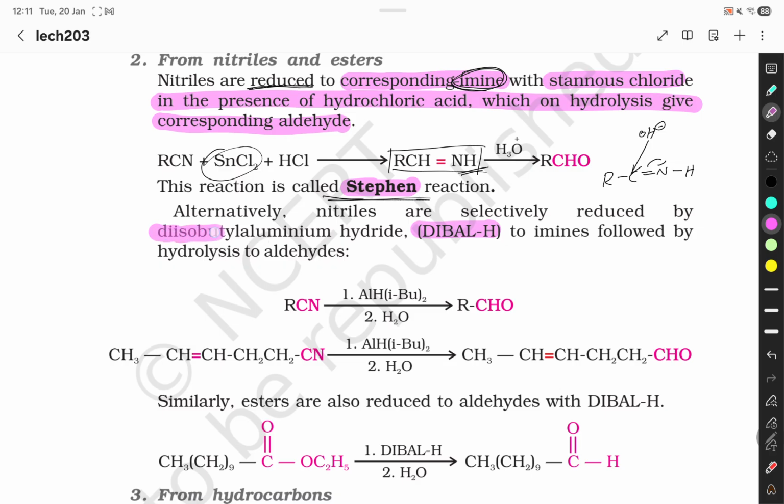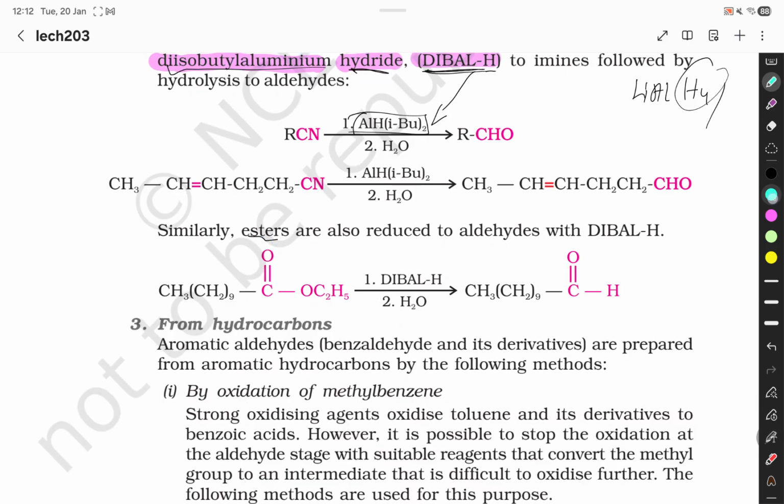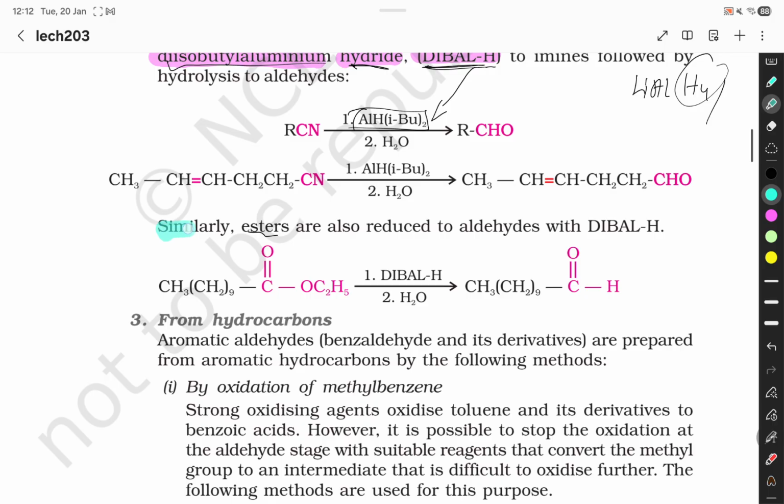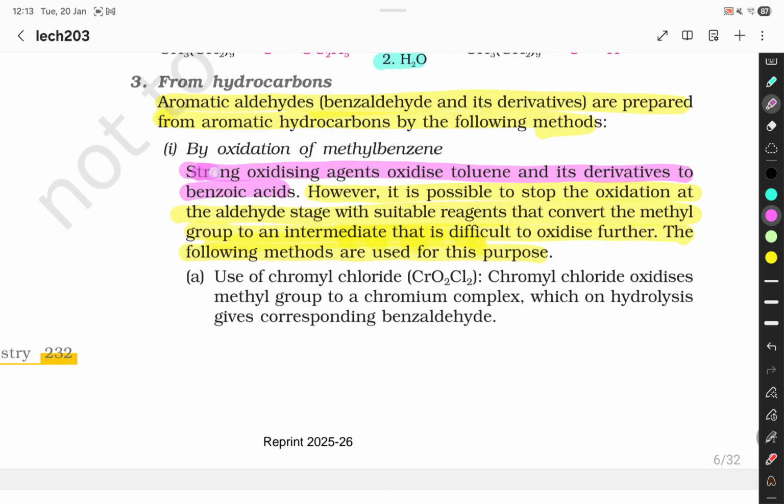Then DIBAL-H, diisobutyl aluminum hydride, Al(H)(iBu)2, anything that releases just one H. LiAlH4, for example, has four H to release, but DIBAL-H has only one. Okay, diisobutyl aluminum hydride, it's the same thing as DIBAL-H. Esters are also easily reduced. Ester is easily reduced into aldehydes with DIBAL-H. Okay.